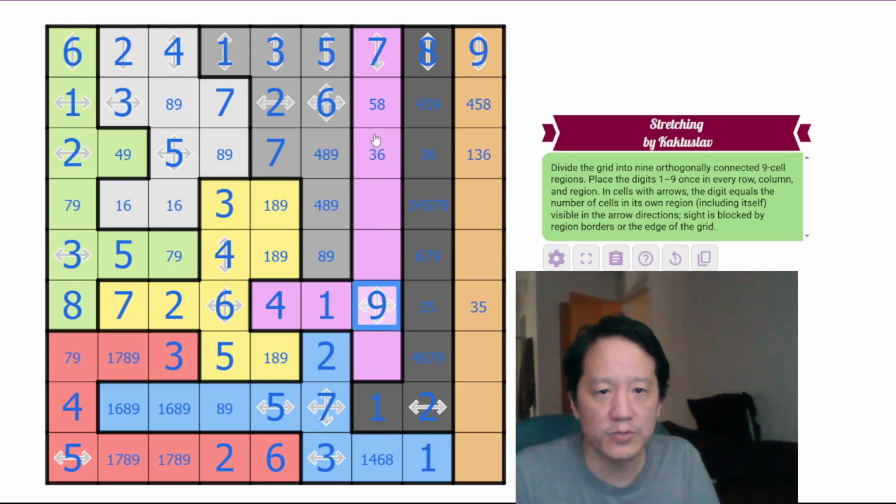1 can't be here because of 1 in the pink region. That eliminates 1 from being here. This can't be 1. This is 6, 8, 9 as a triplet, which eliminates 6, 8, 9 in the rest of the blue region. This can't be 6 or 8. It's 4.